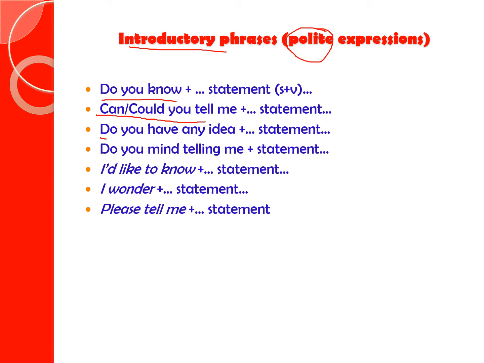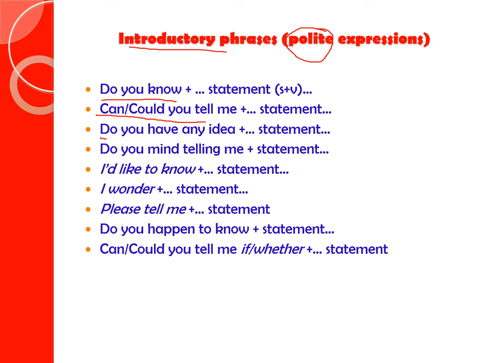Other expressions are, please tell me where the teacher is right now. Please tell me where Johnny has gone. Please tell me where you have been all this time. Do you happen to know how much a Coke is?